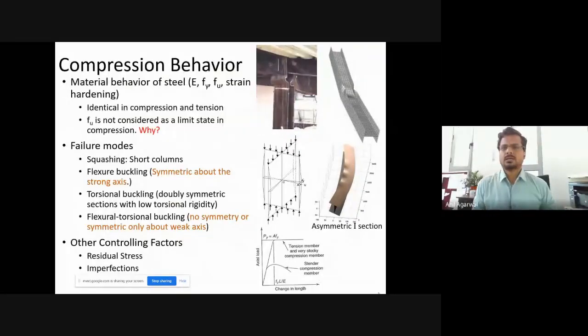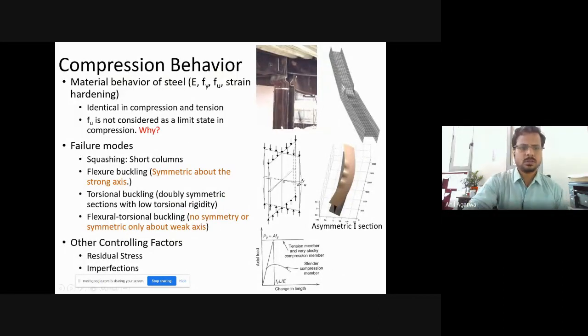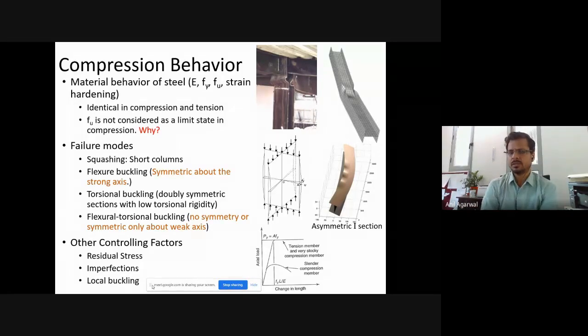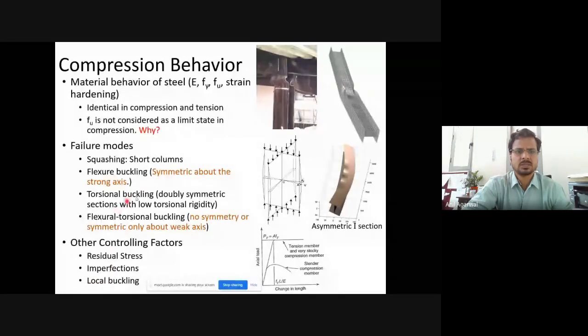So in the previous class, you remember we had started the discussion on compression members, and there were various types of buckling modes that we had discussed. Generally the Indian code handles the buckling issue of flexure, that is flexural mode of buckling, in quite a bit of detail, but it does not provide enough details for other modes of buckling such as flexural torsional, etc.